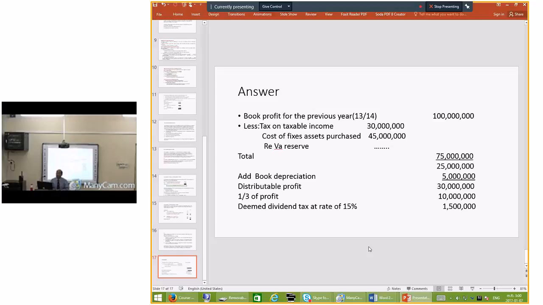These are the adjustments. Tax on taxable income, 30 million. Cost of fixed assets purchased, 45 million. In this case, there is no revaluation reserve. Then we add all, 75 million. We deduct this 75 million, and the balance residue is 25 million.